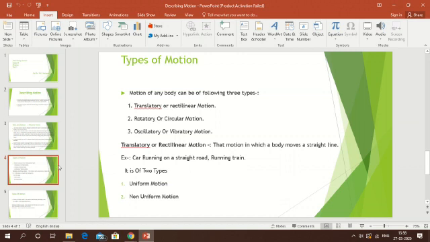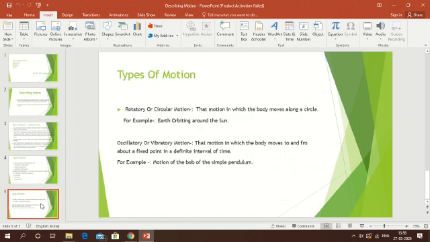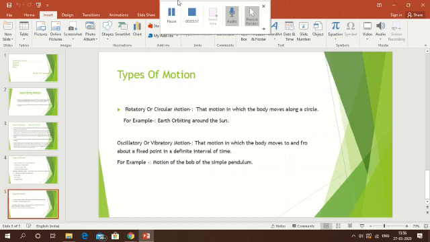Now the second one is rotatory or circular motion. Rotational motion means if the body rotates about a fixed point, then that motion is known as rotatory motion. This rotatory motion is of two types: periodic motion and oscillatory motion.